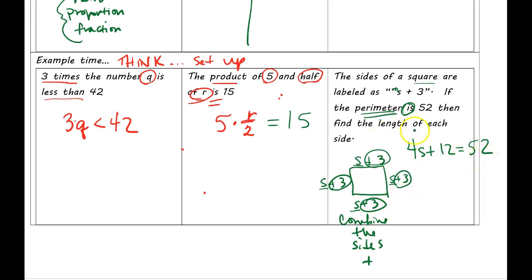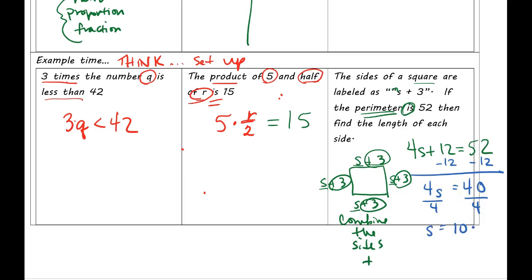And then it says to find the length of each side. So this one does want me to keep going, and it wants me to actually find something. So to find the length of each side, I'm first going to have to solve this. So let me start by subtracting 12, trying to get that s by itself. 52 minus 12, that would be a 40. Now I divide both sides by 4 and I get 10.